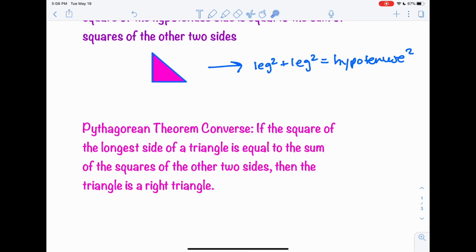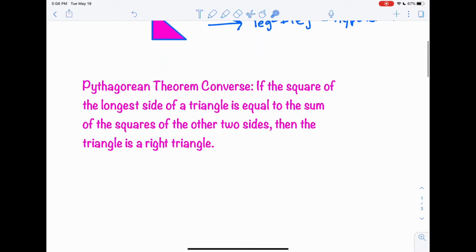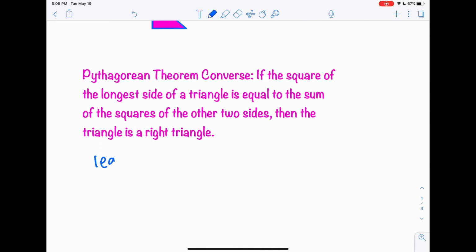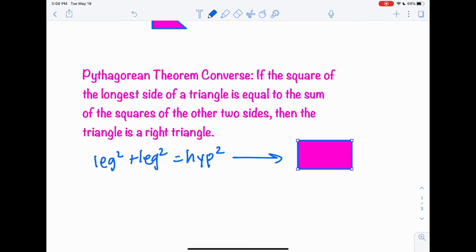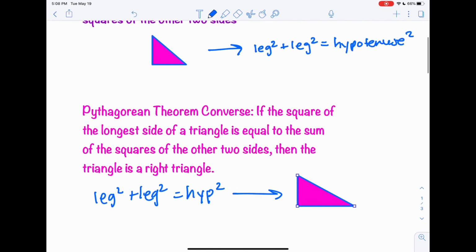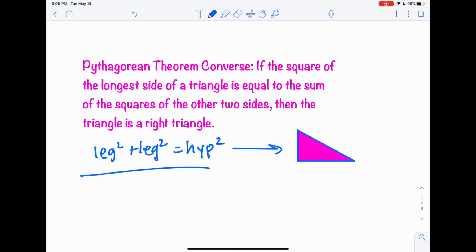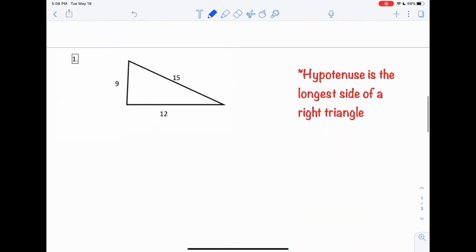So the converse tells us if the square of the longest side of the triangle is equal to the sum of the squares of the other two sides, then the triangle is a right triangle. So basically saying if leg squared plus leg squared equals hypotenuse squared, then we know that the triangle is indeed a right triangle. Wow, I cannot draw today. Well, there we go. So you can see that the converse is basically saying now we're going to start with this, and if this is true, then it will tell us that it is a right triangle. Okay, so let's go ahead and look at some example problems.